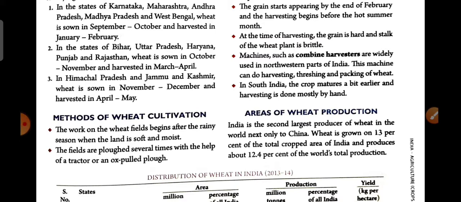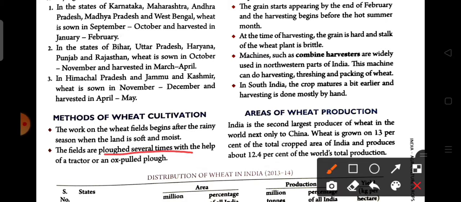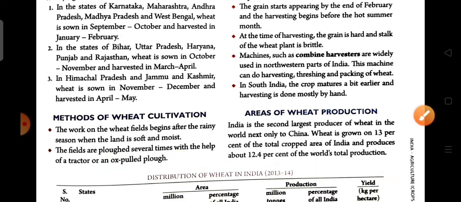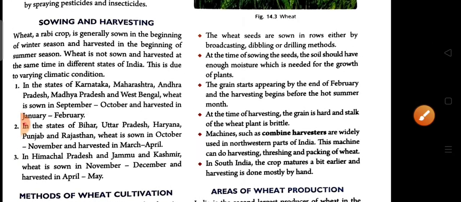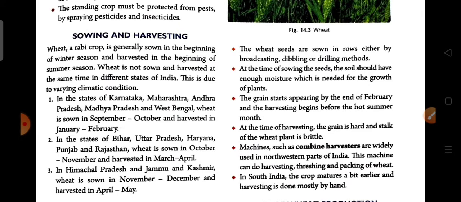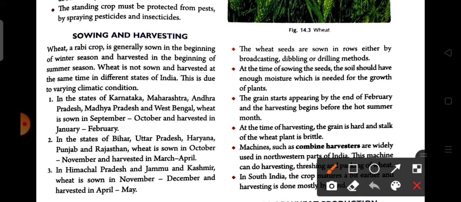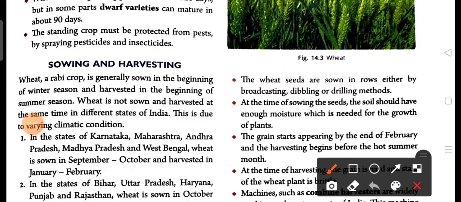Here also, another way, the fields are plowed several times with the help of the tractor and the ox-pulled plow to make the soil clump free. Next comes the other method, that is, the wheat is sown in rows either by the broadcasting, dibbling, or drilling method. In the broadcasting method, the seeds are scattered in the field by hand. This is normally done by humans.